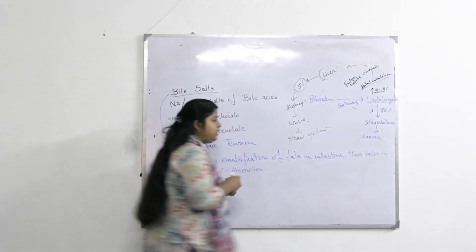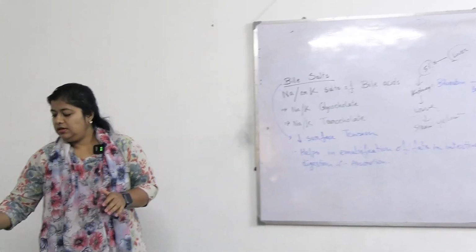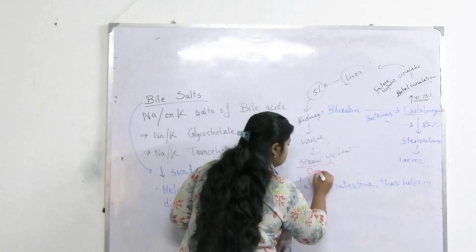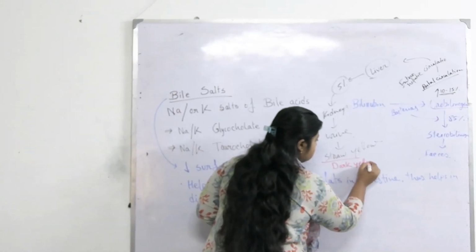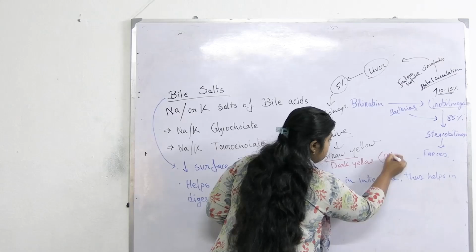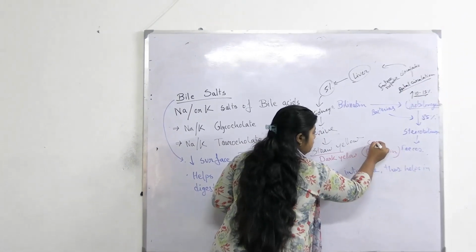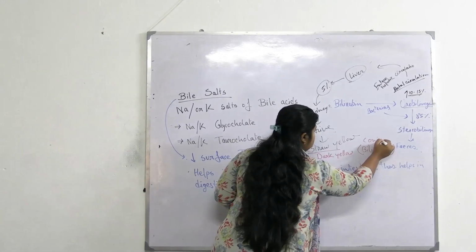So now if we get dark yellow colored urine, that would be because of bilirubin, and that bilirubin is obviously conjugated bilirubin. So if we get dark yellow, this will be because of bilirubin. And what kind of bilirubin would it be? Conjugated.